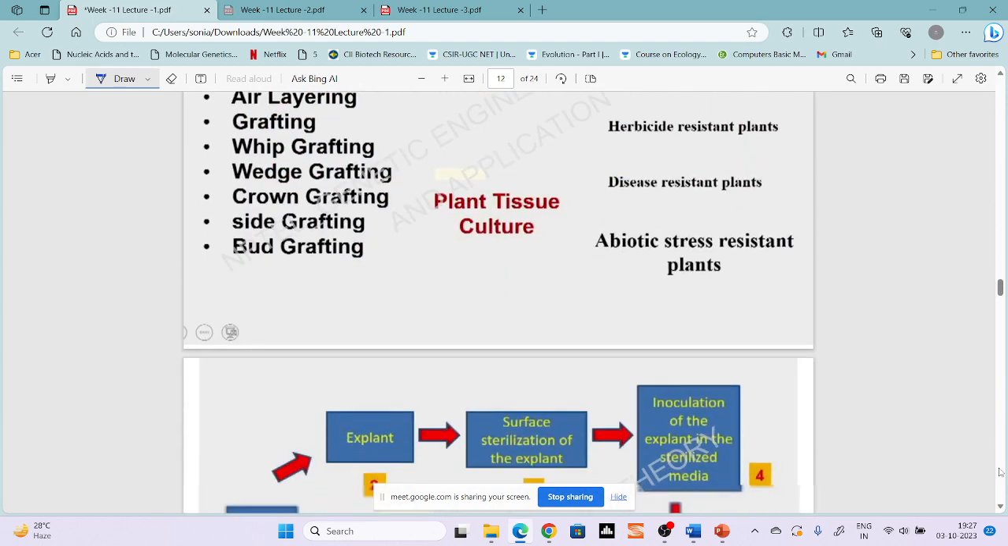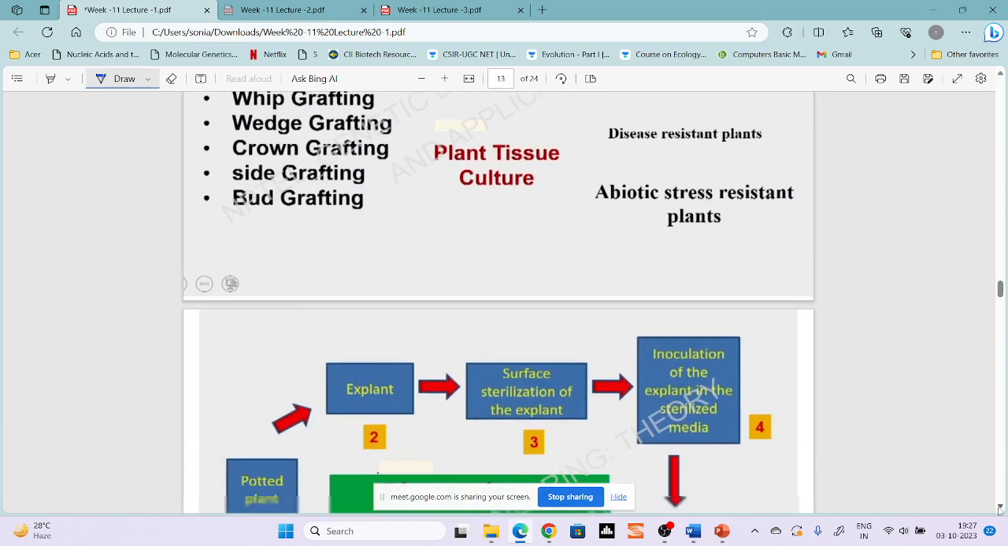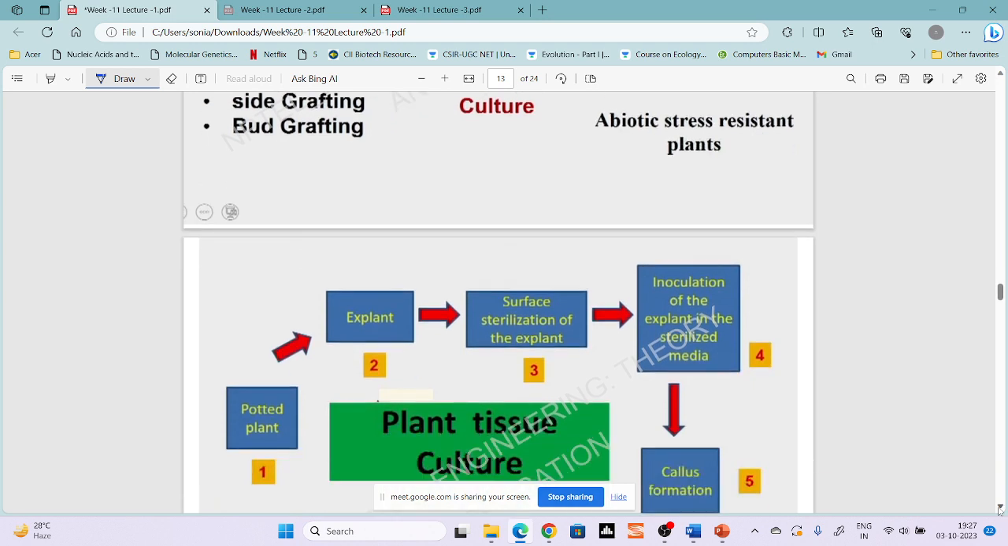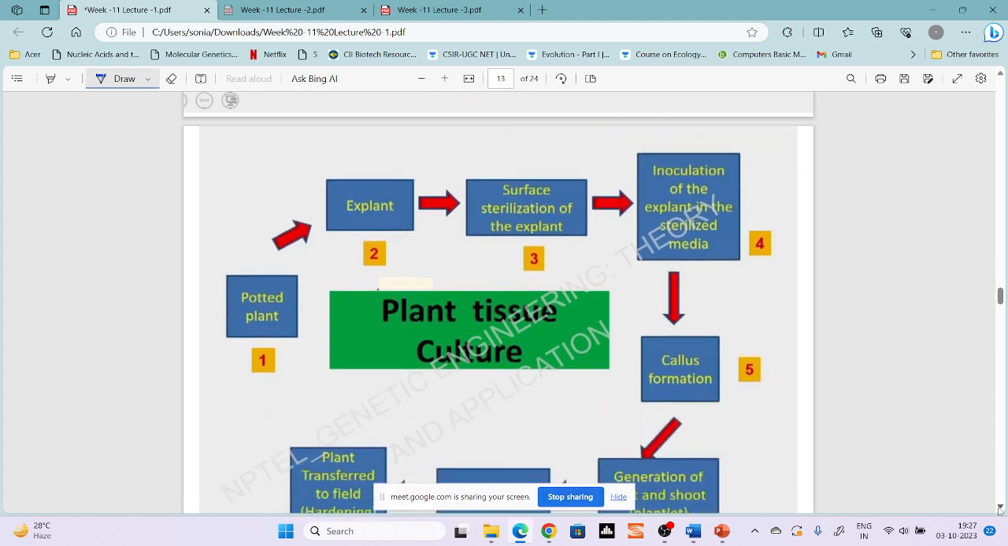Then we come to the other important aspect of biotechnology in plant science, which is plant tissue culture. Okay, so when you go through the steps, you have a plant. Explant is any part of the plant that is used for the growth. It can be leaves, it can be stems. Explant means any part of the plant that will ultimately help in callus formation, and that callus formation will help in the generation of roots and shoots.